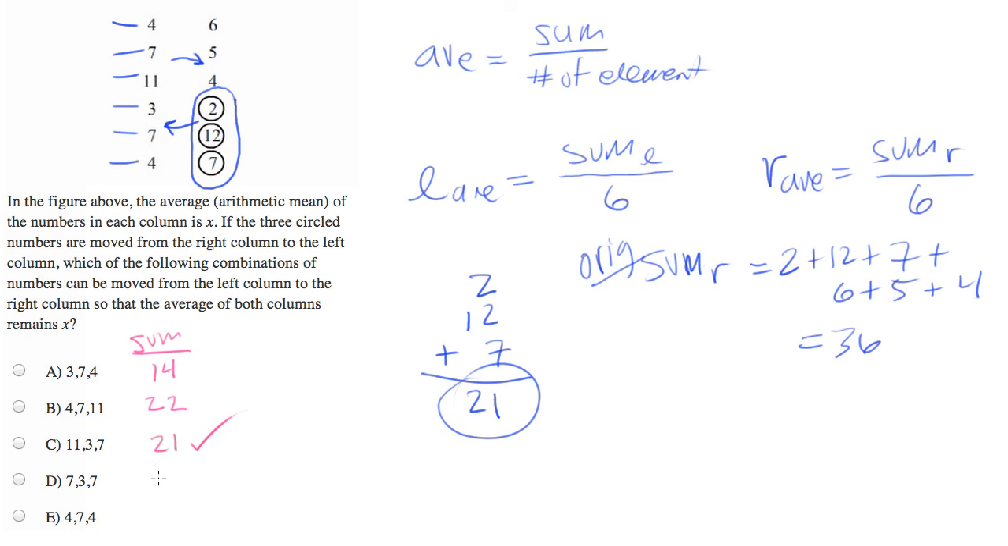Let's sum the others just to be sure. That's 17 and 15. So we can safely eliminate anything which does not sum to 21. And the 3 will move over, will be 11, 3, and 7.